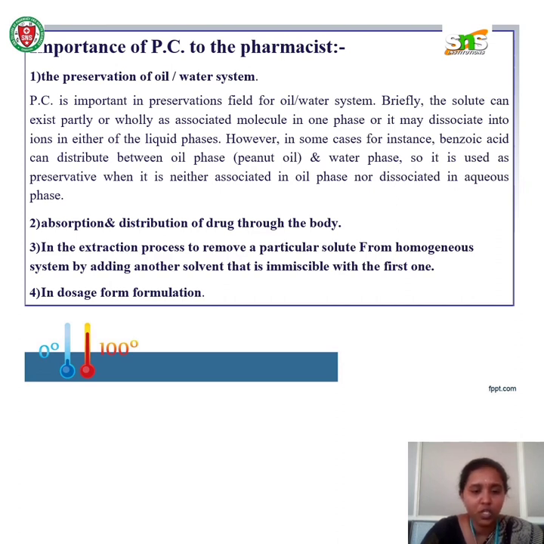Then absorption and distribution of drugs through the body. In the extraction process, a particular solute is removed from a homogeneous system by adding another solvent that is immiscible with the first one. And in dosage form formulation.